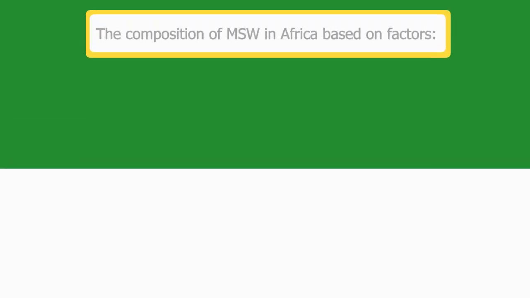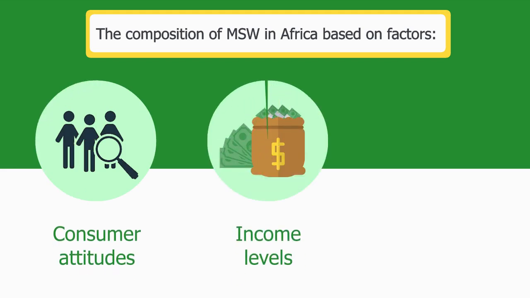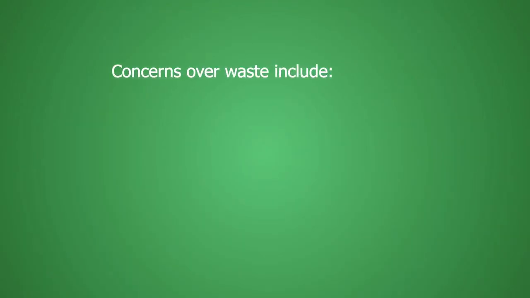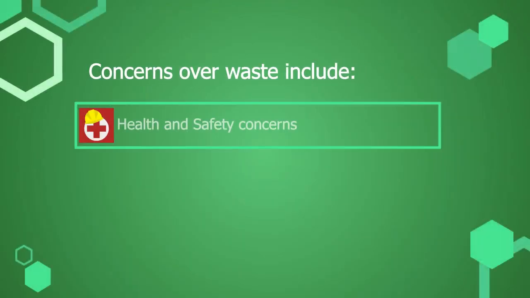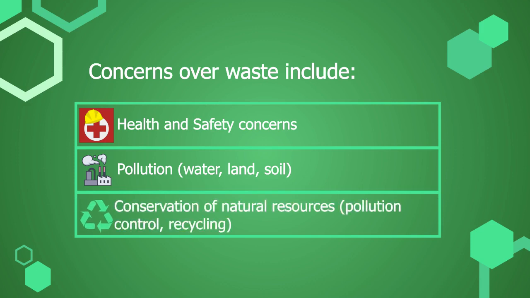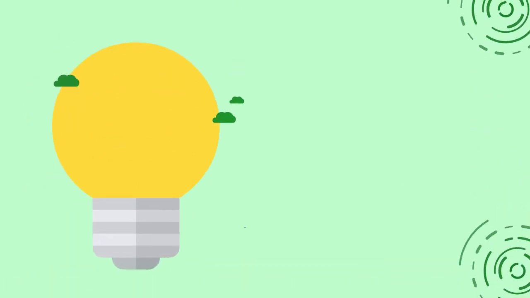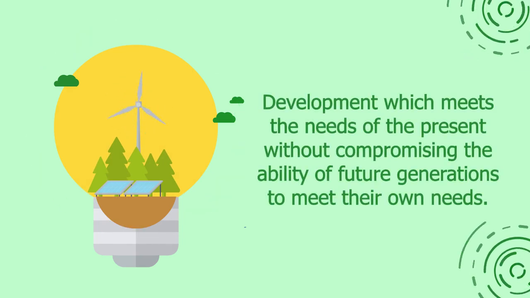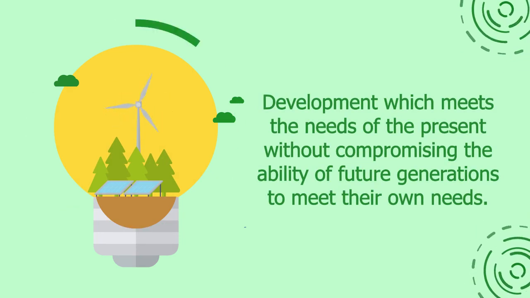The composition of MSW in Africa varies based on factors such as consumer attitudes, income levels, and cultural practices, leading to regional differences which present challenges and opportunities for sustainable development. Concerns over waste include health and safety concerns. Pollution is a current concern: water, land, soil. Conservation of natural resources, pollution control, recycling. These issues are important to achieve sustainable development which meets the needs of the present without compromising the ability of future generations to meet their own needs.